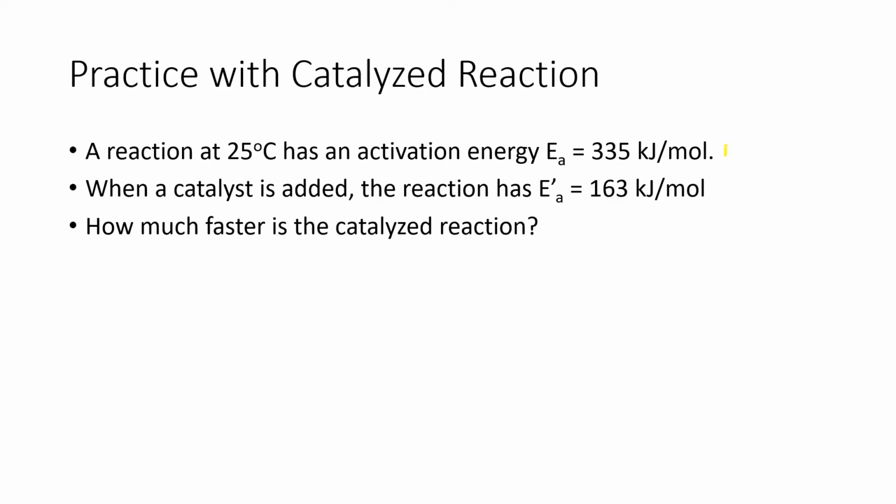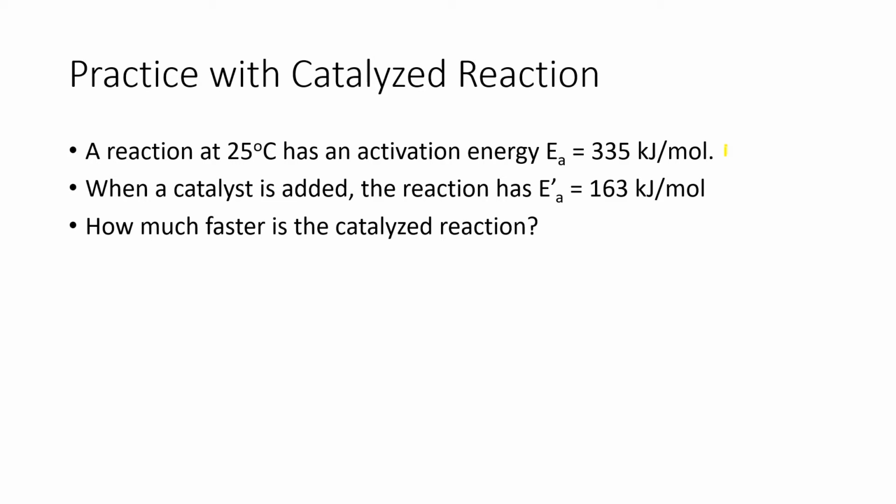So we have a reaction at 25 degrees Celsius that has an activation energy, E sub A, equal to 335 kilojoules per mole. When a catalyst is added, the reaction has an activation energy, we're going to call it E prime, and it's going to be equal to 163 kilojoules per mole. How much faster is the catalyzed reaction?